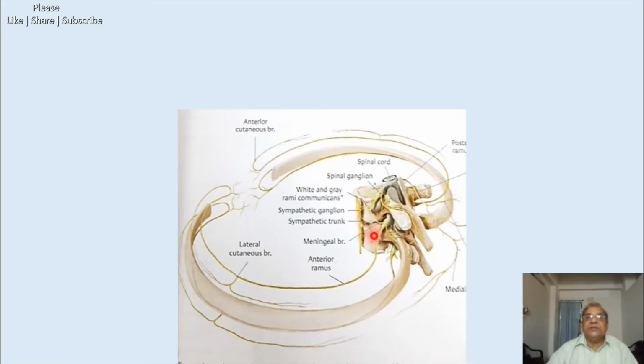A communication is also seen between this spinal nerve and the sympathetic chain, where two ganglia of the sympathetic chain are shown. Thus the spinal nerve is going on both sides. Here, see, this is on the right side and this is on the left side. Many branches come out from the ventral ramus as well as from the dorsal ramus of the spinal nerve. I hope you have got some idea about the spinal nerve from this slide. Now I move to the next slide.